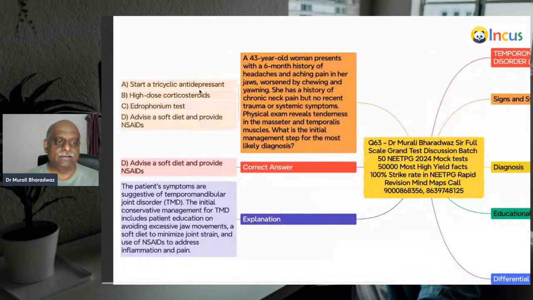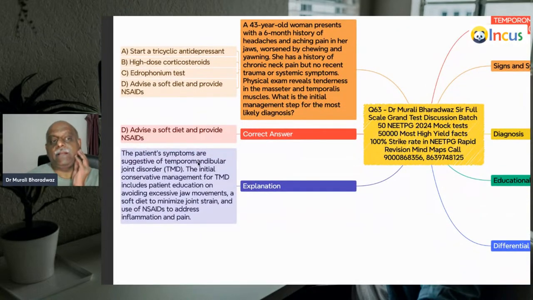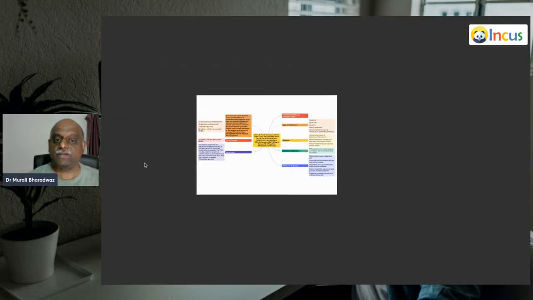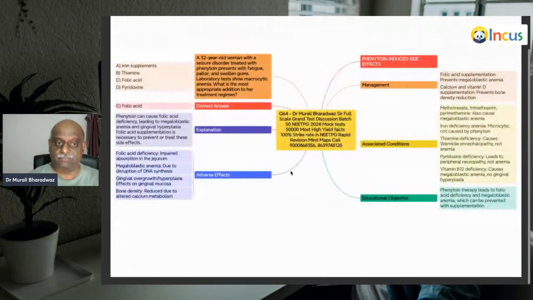43-year-old woman, typically temporomandibular joint disorder. Advise a soft diet and provide NSAIDs is considered to be the treatment of choice. Next one.